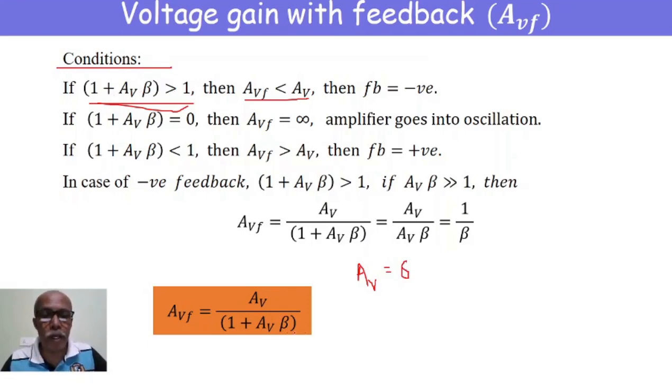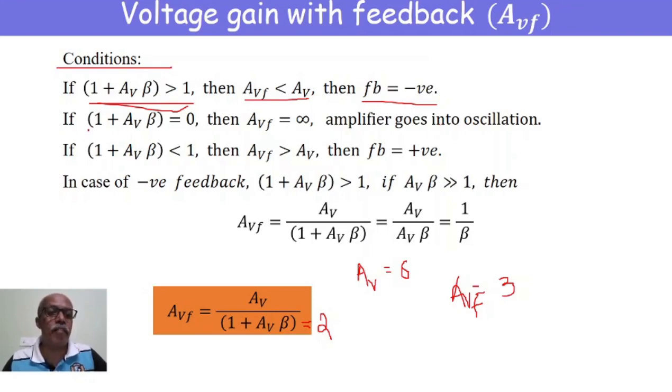So if the denominator is equal to 2, since it is greater than 1, then AV by 2, that is 6 by 2, is equal to 3. This is AVF. Therefore, AVF is less than AV. If that is the case, the feedback is negative.